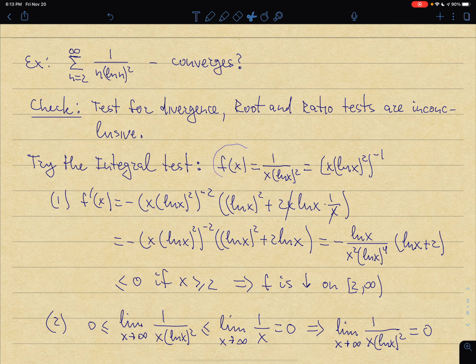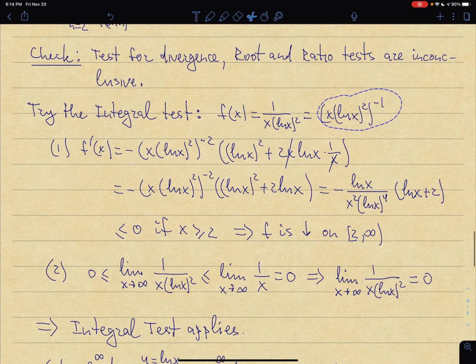So the relevant function is going to be f of x equal to 1 over x (ln x) squared, or x (ln x) squared to the power minus 1. Again, in order for me to be able to use the integral test, I need to show that f of x is monotone decreasing and its limit is 0. To prove that it is monotone decreasing, I need to take a derivative. You take a derivative, you end up with an expression like that, by using the chain rule and the product rule.